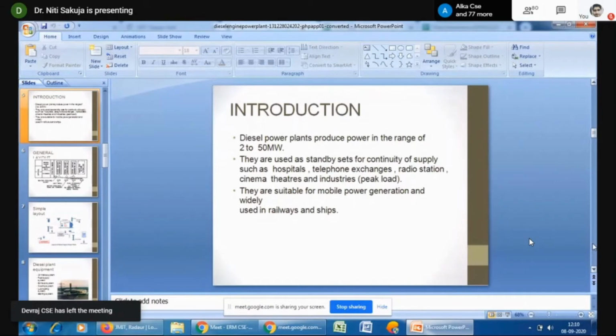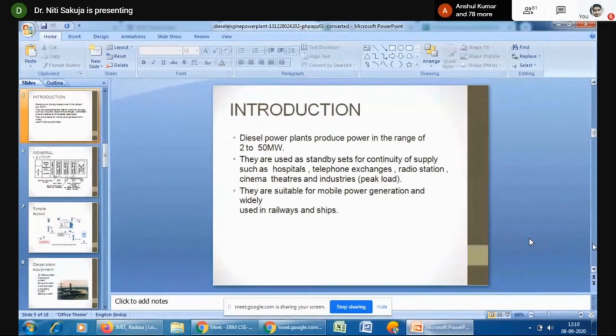Like in cinema halls, in theaters, in industries. They are suitable for mobile power generation: we instantly fill the oil, the engine is connected to the generator, and it gives instant power. So basically they are used for standby sets and commercial use, they are suitable for mobile power generation, and they are also used in railways and ships.